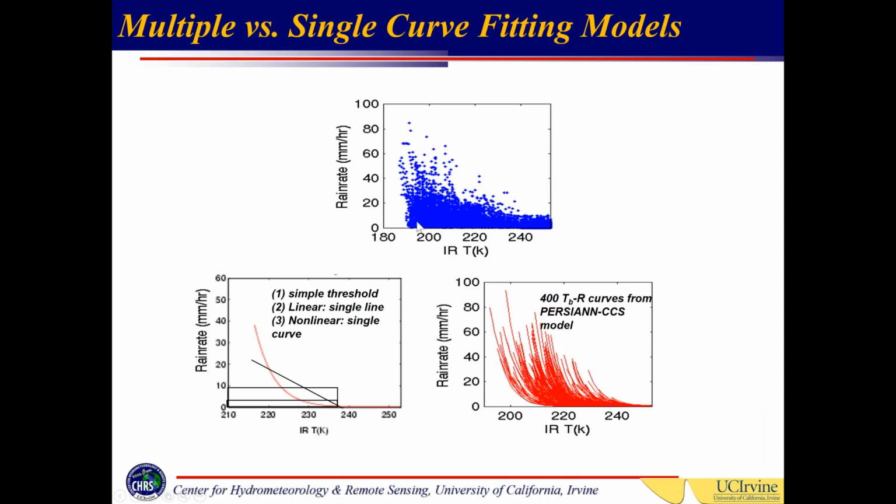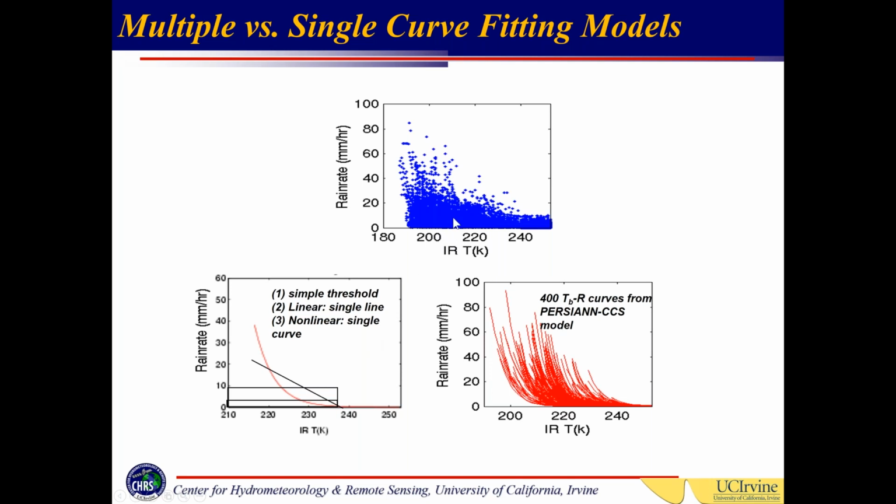If you only look at the pixel alone, the temperature-rainfall relationship is somewhat like this, because a very cold pixel might have no rain to very high rain, depending on the situation of the pixel. If you want to fit a curve like this, it's almost impossible, because with high density over here, the curve could be very flat. One used to have linear, nonlinear, or step functions to fit that. Statistically, it works all right, but in fine-scale estimation there are always challenges.